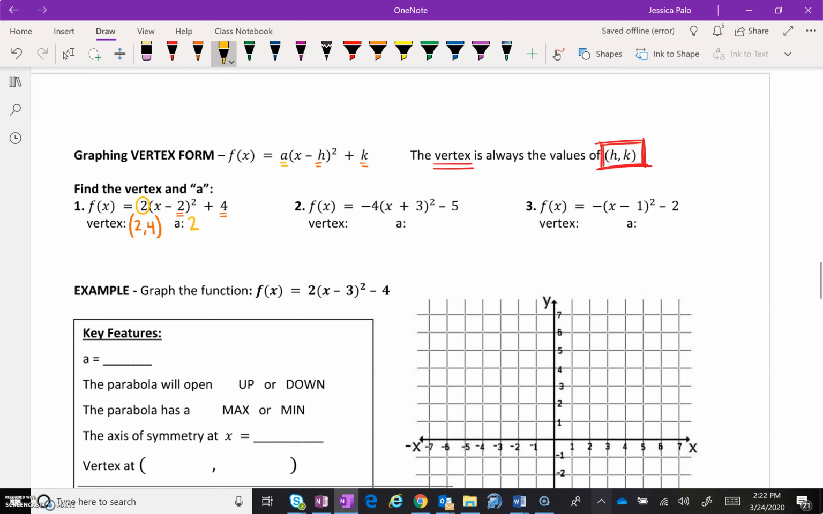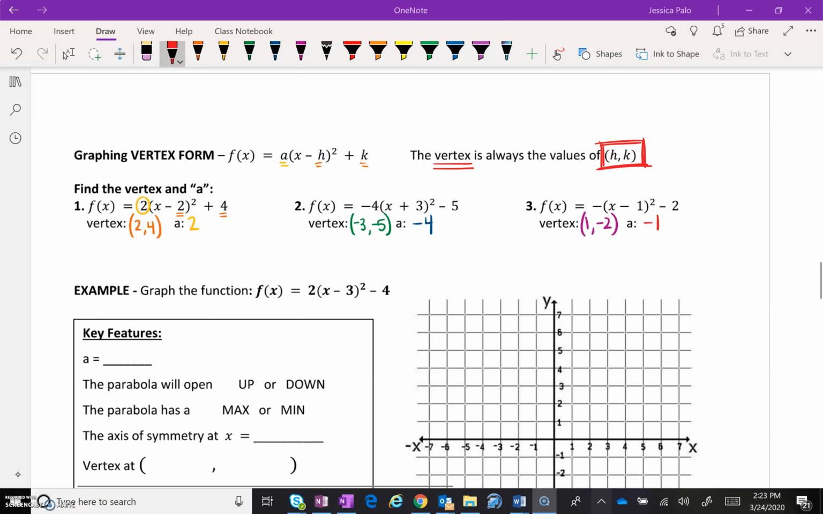Number 2, h is negative 3, so our vertex is negative 3, and k is negative 5, so our vertex is (negative 3, negative 5), and A is negative 4. And the last one, you go ahead and do that on your own. Pause, and now you're back. Vertex is (1, negative 2), and A is negative 1.